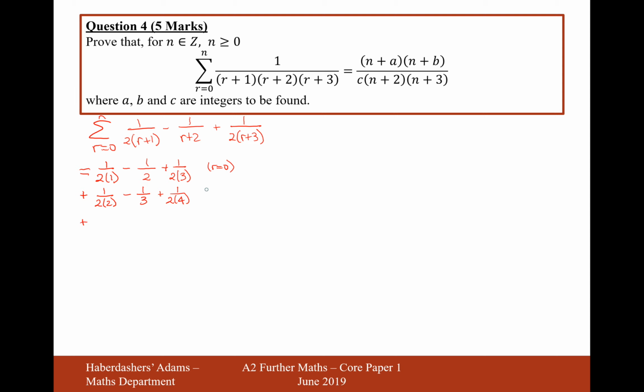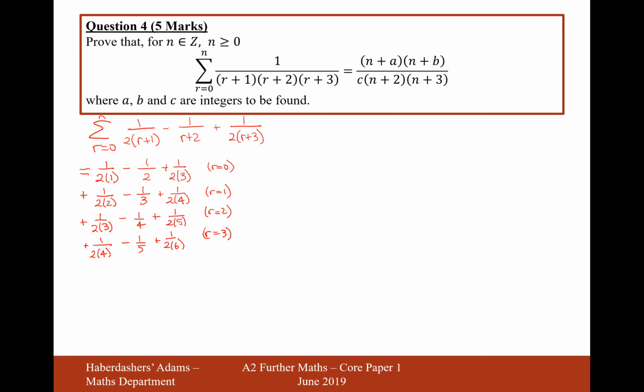Then it's going to be plus, so we substitute in r equals 1 there. Then we'll substitute in 2, so 1 over 2 times 3, then it's going to be minus 1 over 4, then it's going to be plus 1 over 2 times 5. That's when we substitute in r equals 2. Then we'll substitute in r equals 3. This will be the last one before we go up to the ends. So it's going to be 1 over 2 times 4, minus 1 over 5, plus 1 over 2 times 6. So that's when we substitute in r equals 3.